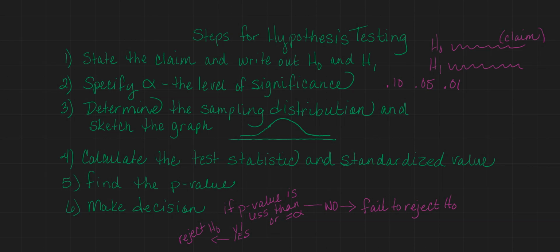I'm going to determine the sampling distribution and sketch the graph. Most often in criminology, criminal justice, we're using a normal distribution, so you can go ahead and sketch that. You're going to calculate the test statistic and standardized value. So we need to know, are we looking at a z, a t, chi-square? I will then sketch the type of test I'm doing: right-tailed, left-tailed, two-tailed. I'm going to find the p-value, and then finally I'm going to make my decision. So here's a bit of a chart to use. It's a decision chart. If the p-value is less than or equal to alpha, then I can reject the null hypothesis. If the p-value is not less than or equal to alpha, then I'm going to fail to reject the null hypothesis.